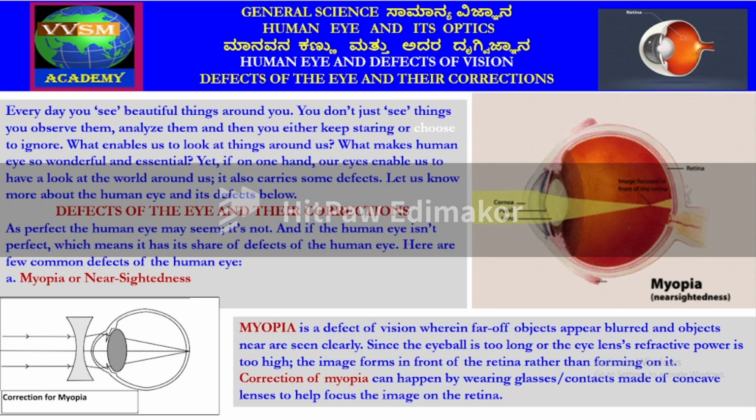blurred and objects near are seen clearly. Since the eyeball is too long or the eye lens refractive power is too high, the image forms in front of the retina rather than forming on it. Correction of myopia can happen by wearing glasses or contacts made of concave lenses to help focus the image on the retina.